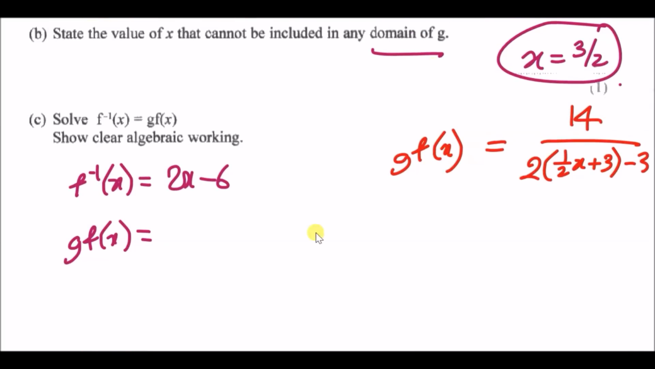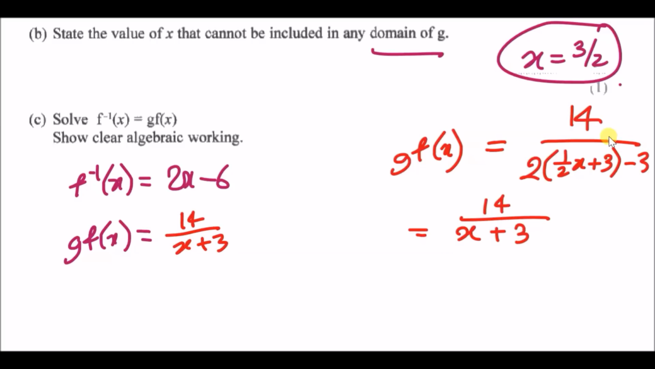Okay, so I've copied it here. So let's expand this carefully, yeah? So you can have 14 over, so expanding this by 2, you're going to get 2 times half x, which is x, and 2 times 3 is 6, minus 3, which is plus 3. So that's what it becomes. So that's g of x. So 14 over x plus 3.